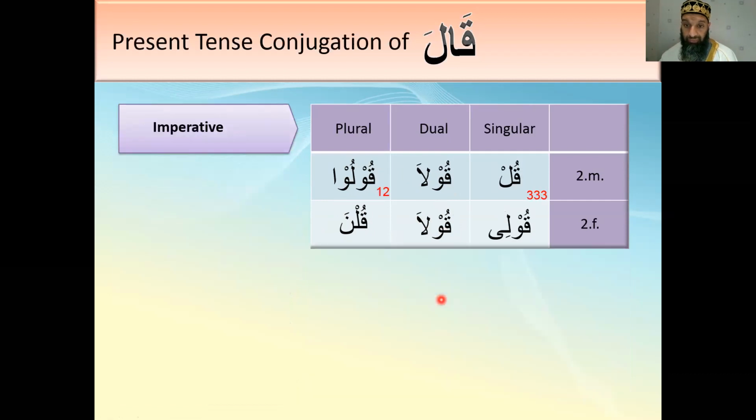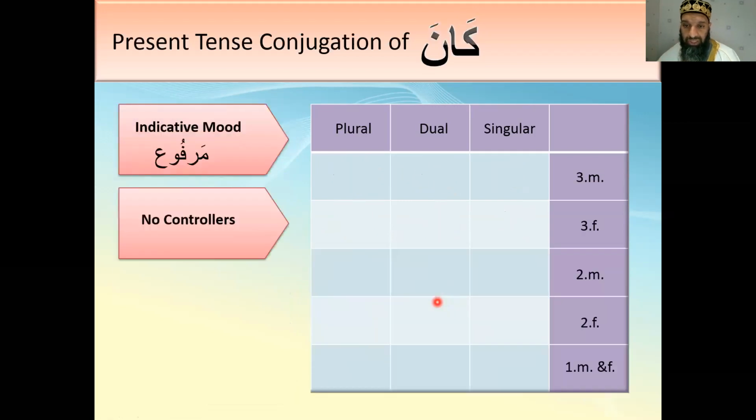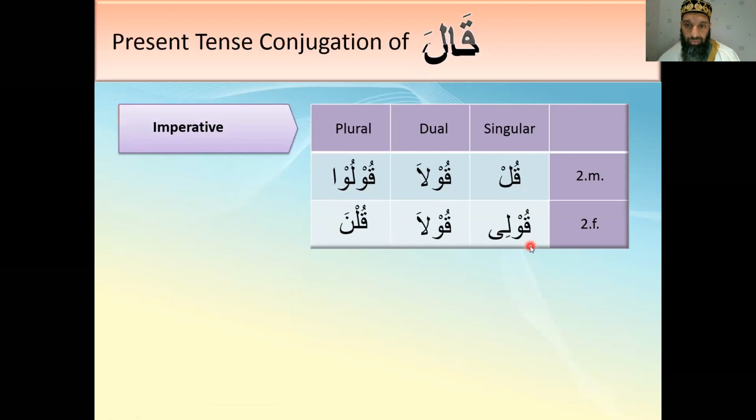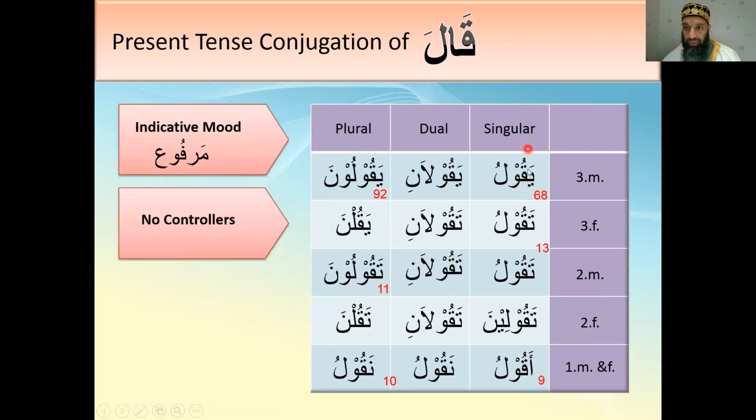And this is the fi'l amr. This is the command form for qul. Let's just see how. Let's just do it. Yaqulu. Make it into... So qala became yaqulu.